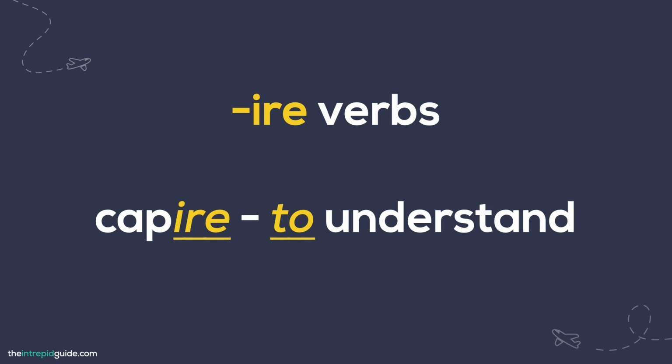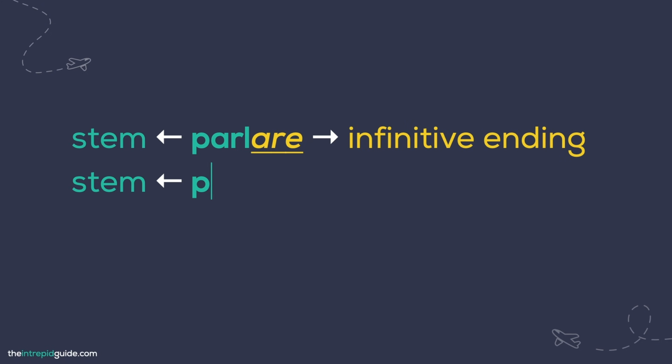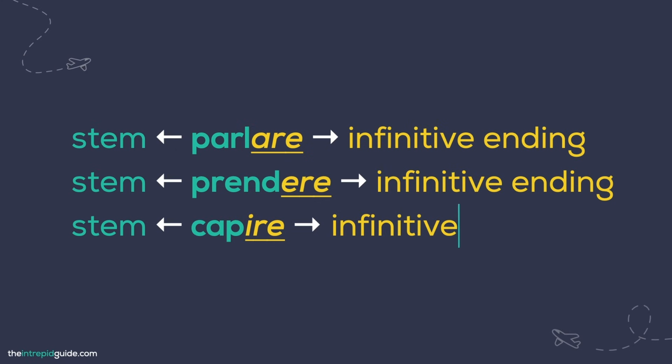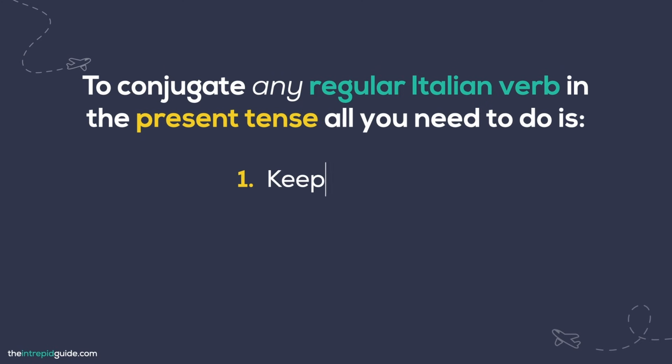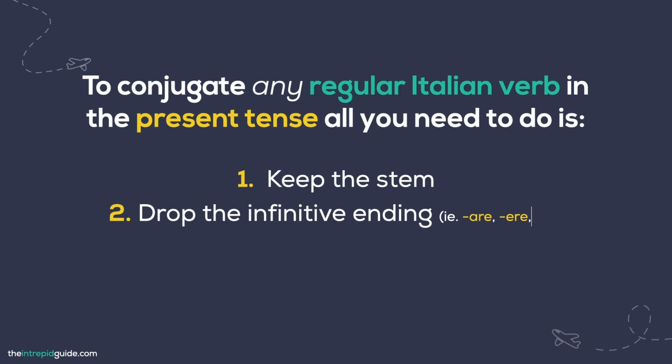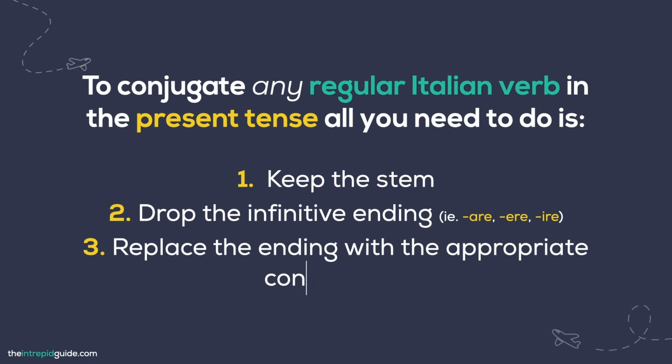Next, we're going to learn how to use the stem to conjugate verbs. Now, if ARE, ERE, and IRE are called the infinitive ending, then what is left is called the stem. In other words, the first part of the verb. Now, by using the stem, so that first part, you can start to conjugate verbs. Now, to conjugate any regular Italian verb in the present tense, all you need to do is follow three steps. First, keep the stem. Second, drop the infinitive ending. And third, replace the ending with the appropriate conjugation.